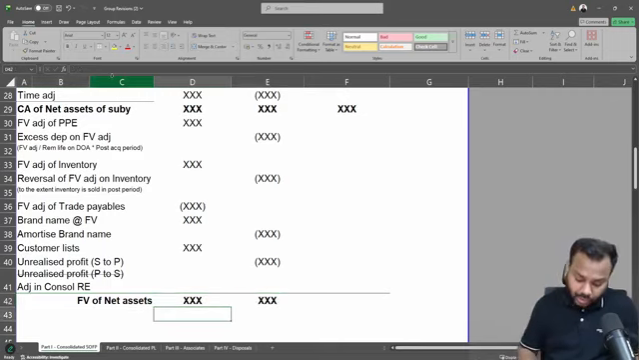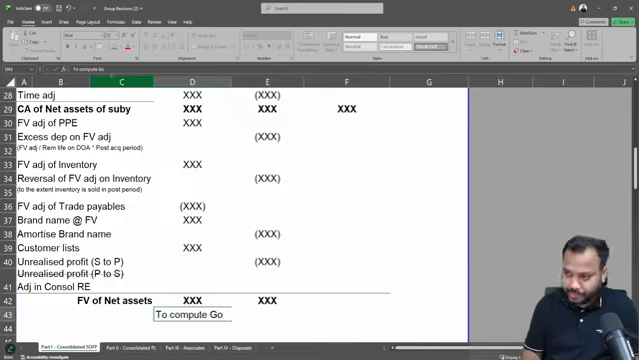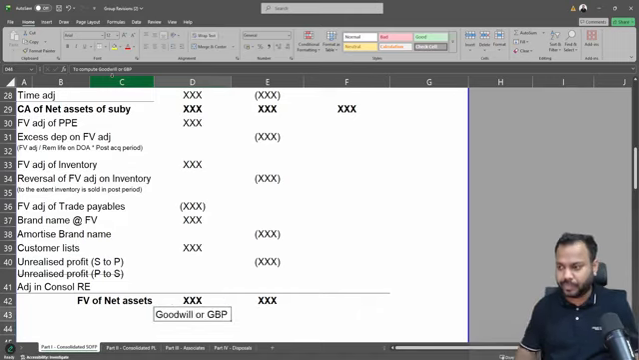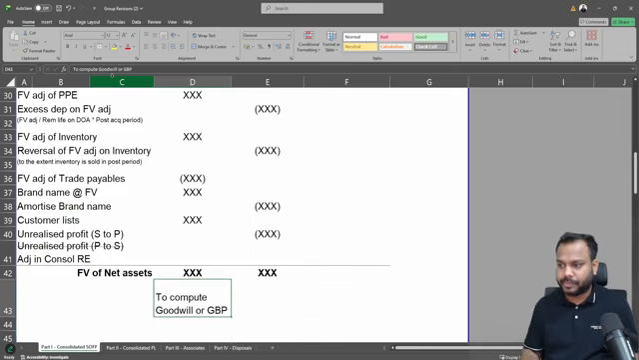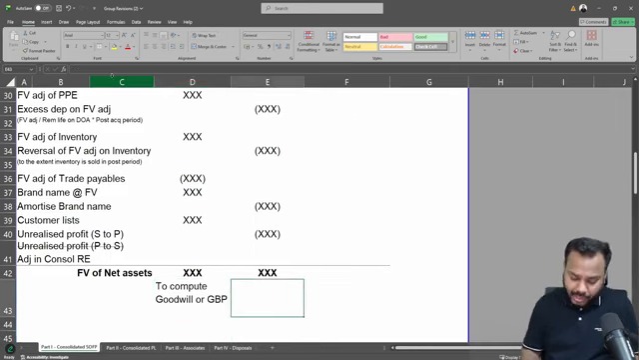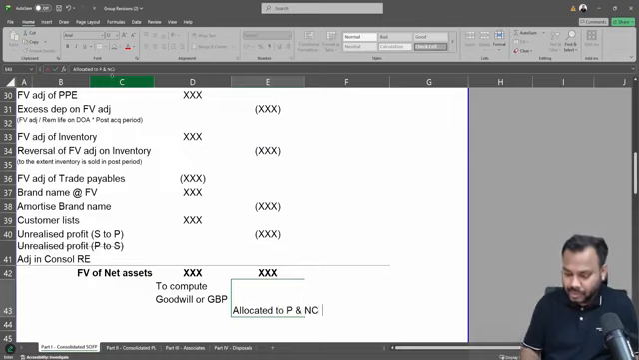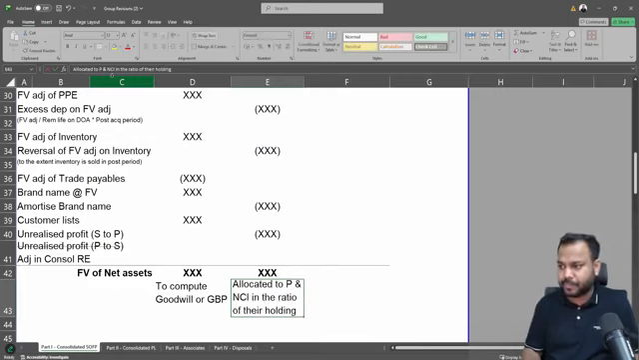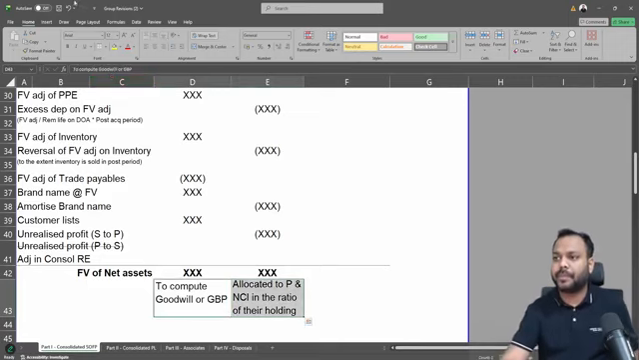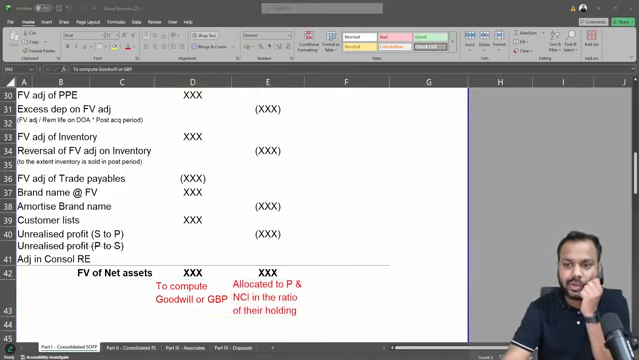Now, this figure will be used to compute goodwill or gain on bargain purchase. Now, this figure will be allocated to parent and NCI in the ratio of their holding. Okay. Guys, tell me, is it clear to you?